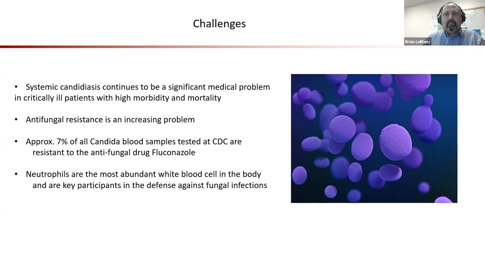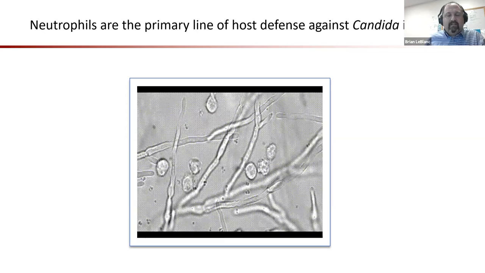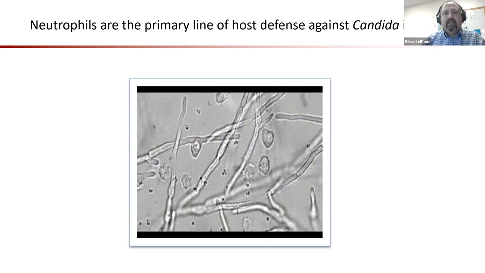So our body's natural defense against candidiasis is the white blood cell neutrophil. It's the most abundant white blood cell in the body, and it's basically the Marines of your immune system. It's the first one in to tackle these infections. So here we have a nice little video of neutrophils attacking fungal hyphae.